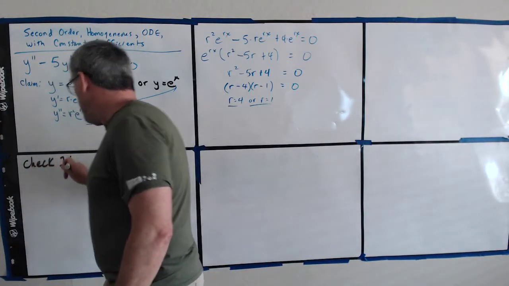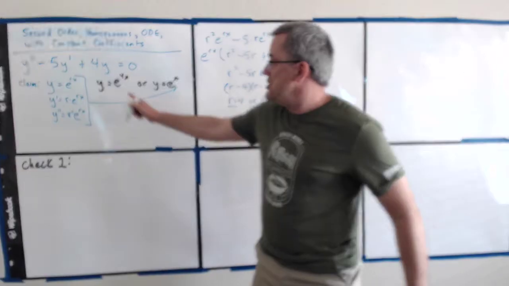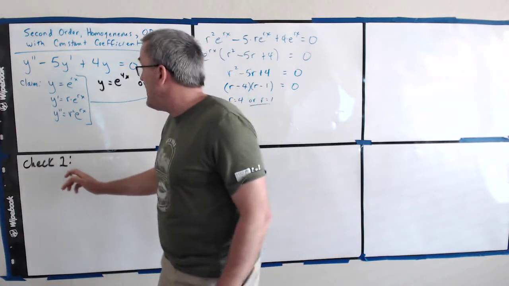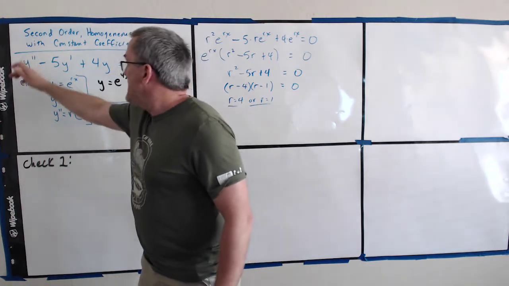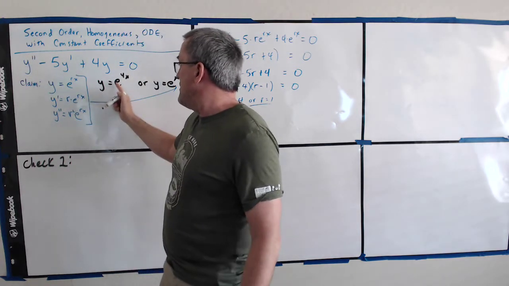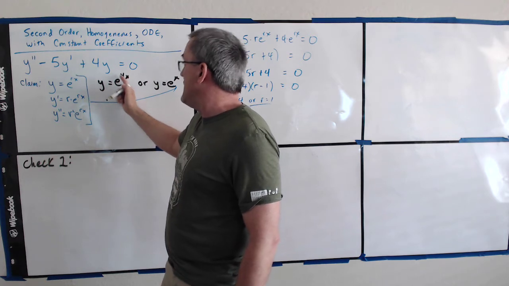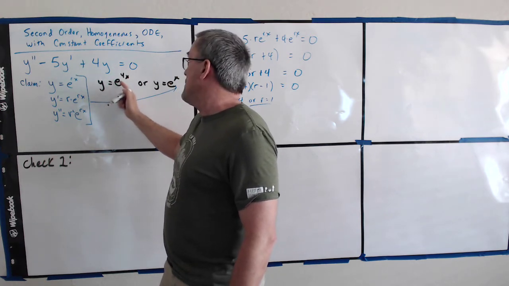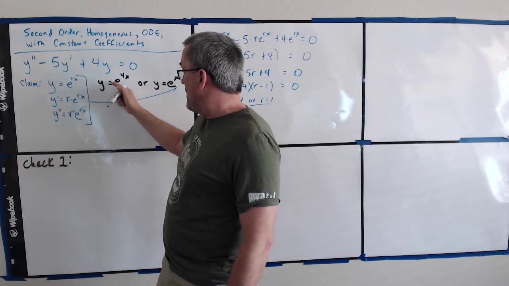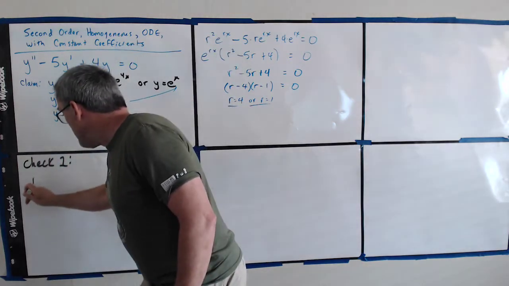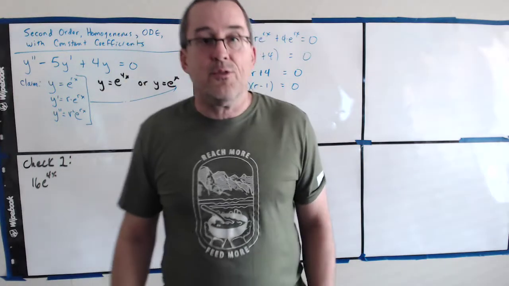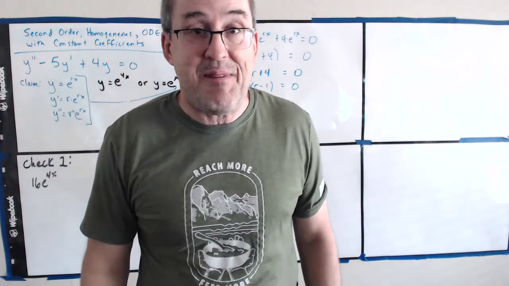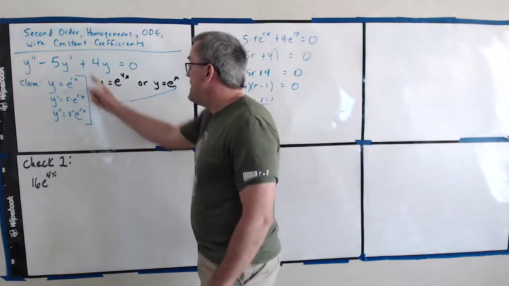We're going to do this several times, so we'll call this check 1. Let's check y equals e to the 4x. If y equals e to the 4x, then the derivative would be e to the 4x times 4. The second derivative would be e to the 4x times 4 again. So the second derivative would be 16 e to the 4x. If you need to, pause and double check my second derivative of e to the 4x.